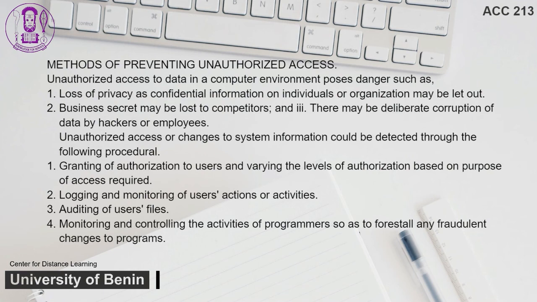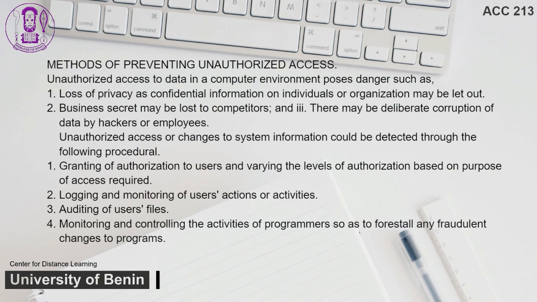Unauthorized access or changes to system information could be detected through the following procedures. 1. Granting of authorization to users and varying the levels of authorization based on the purpose of access required. 2. Logging and monitoring of users' actions or activities. 3. Auditing of users' files. 4. Monitoring and controlling the activities of programmers so as to forestall any fraudulent changes to programs.